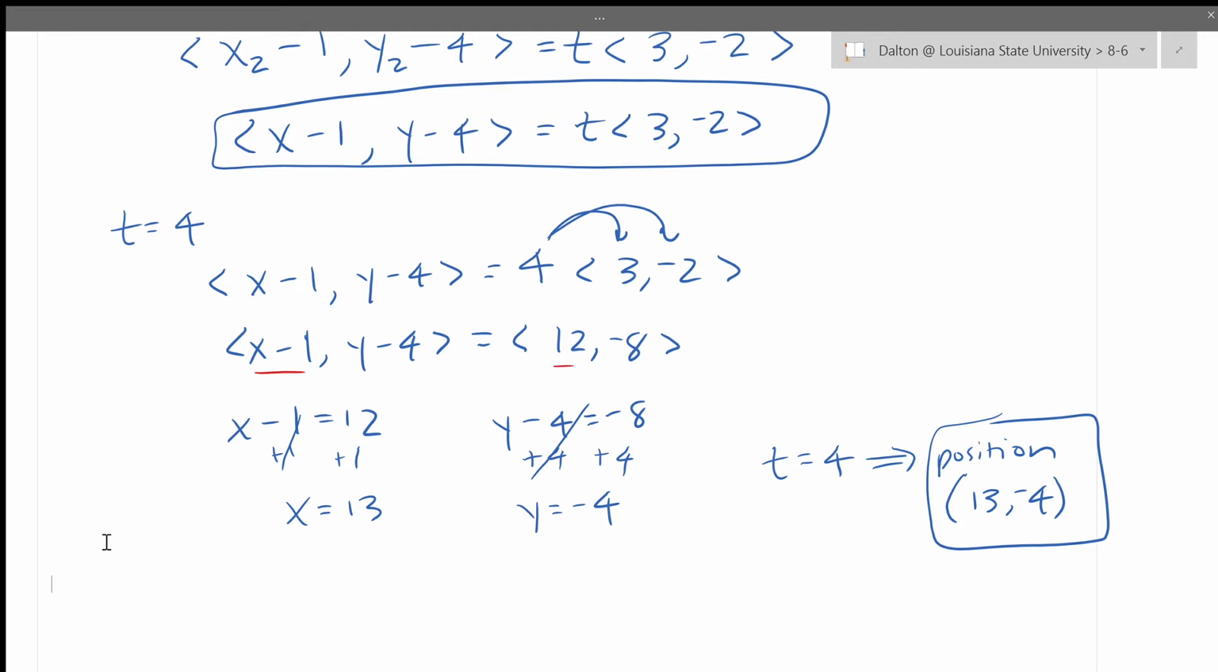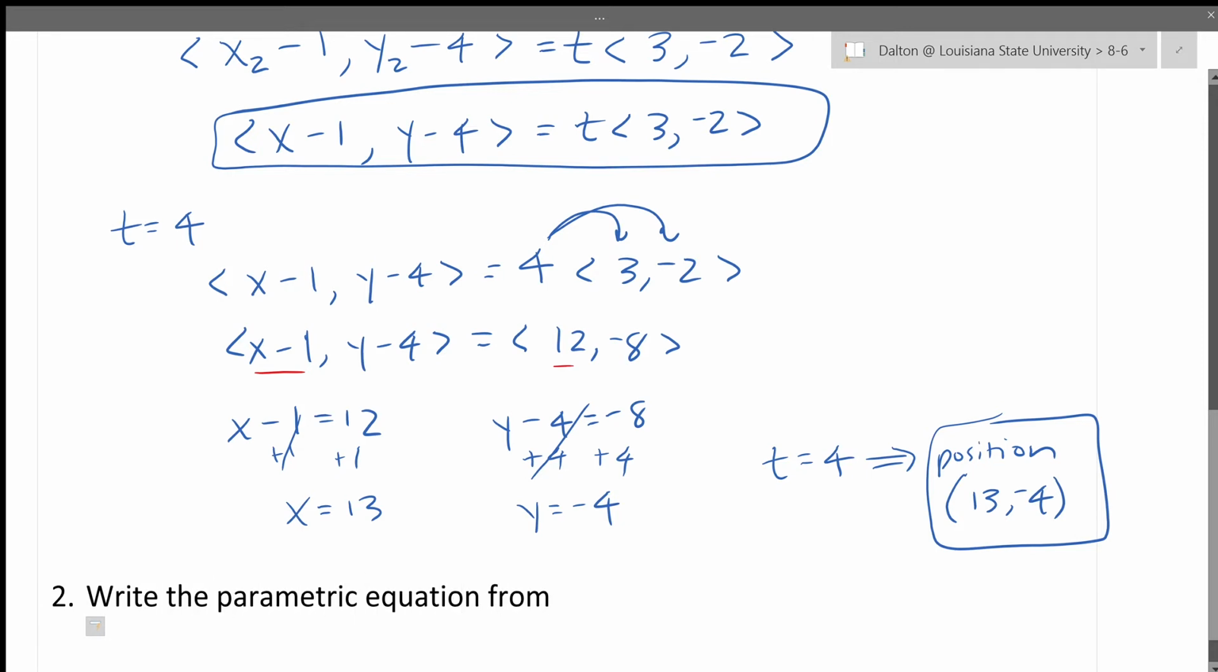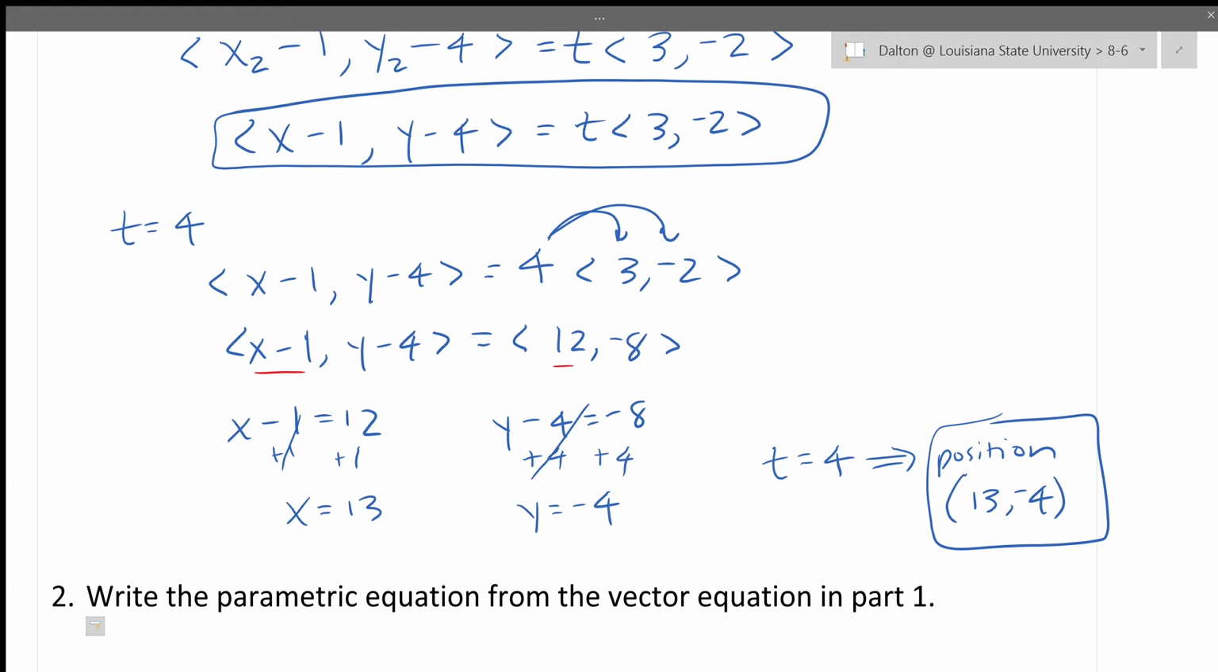So this will be our second question. I want you to write the parametric equation from the vector equation in part 1. So our vector equation that we just found is this up here: x minus 1, y minus 4 equals t times the vector 3, negative 2.